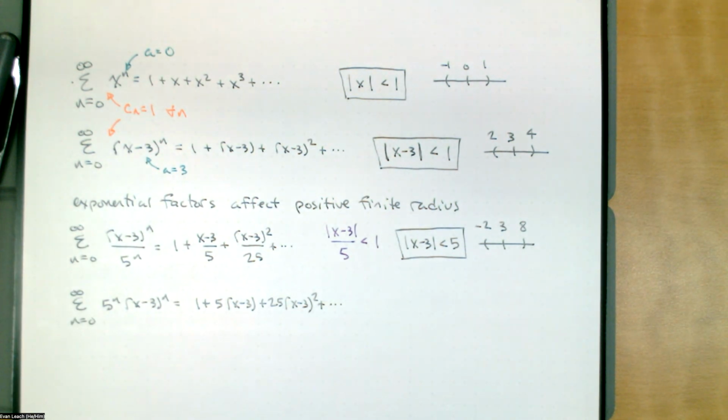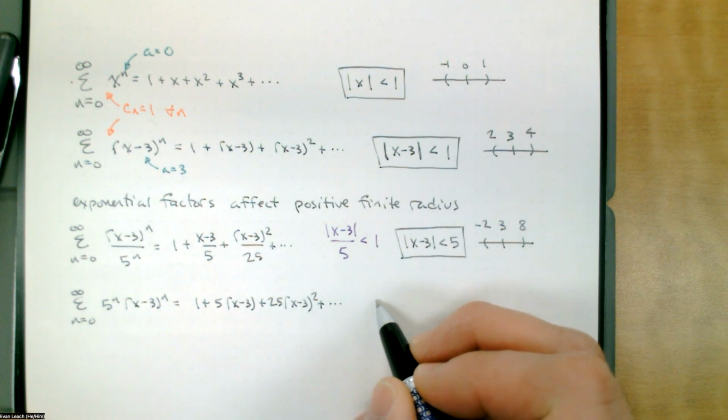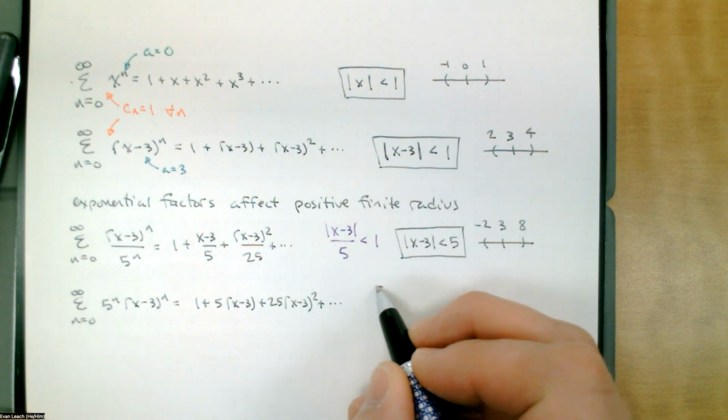We have to remember that we're plugging in different values of x. So even though it looks like this polynomial is just going to grow to infinity because the coefficients are going to keep getting bigger, we have to remember that that 5 to the n coefficient is being multiplied by an x minus 3 to the n. There's another exponential factor there balancing stuff out. Our limit from the ratio test here will be 5 times the absolute value of x minus 3.